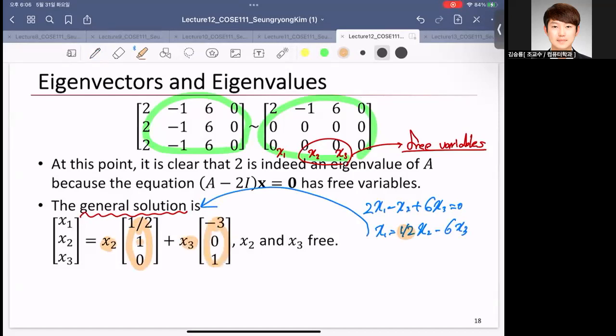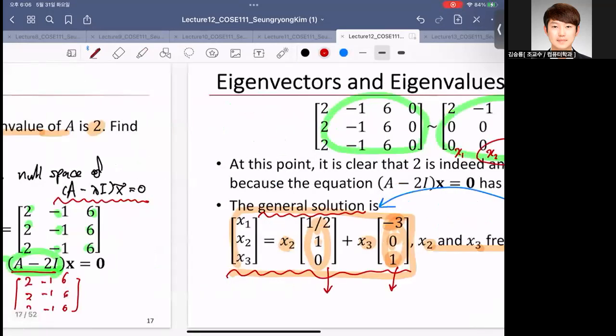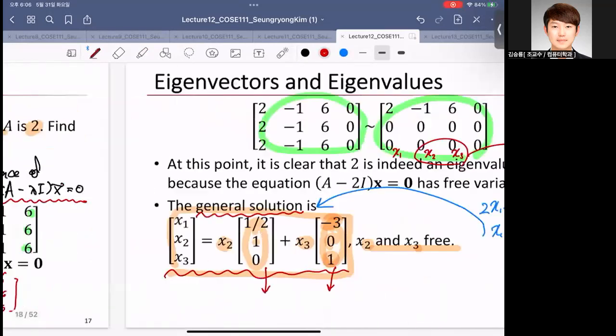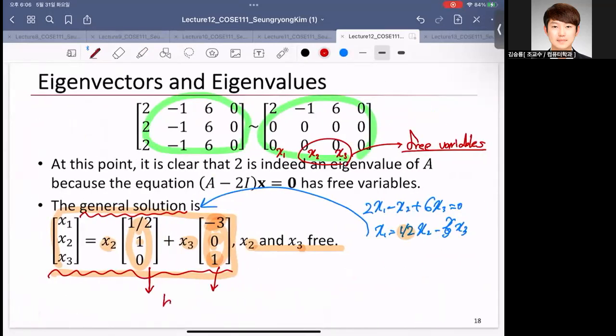plus x3 times (-3, 0, 1). So this is our general solution because x2 and x3 are free. Right? From this one, we already know these two vectors are a basis for this solution space. We already talked about this in the solution set of the homogeneous system.